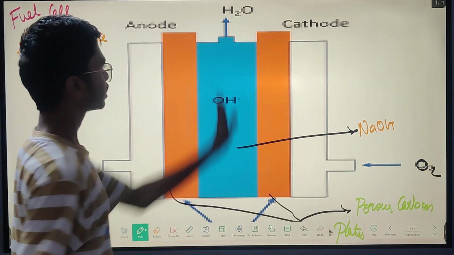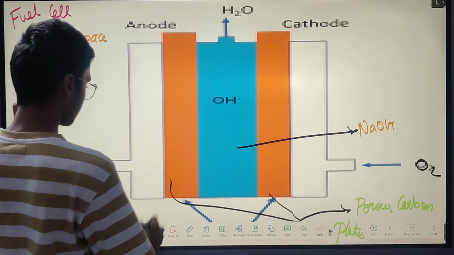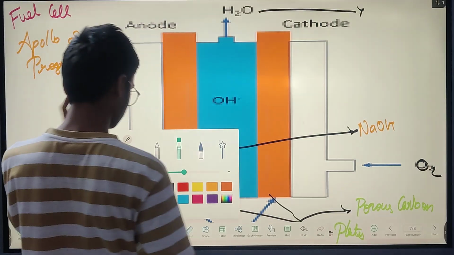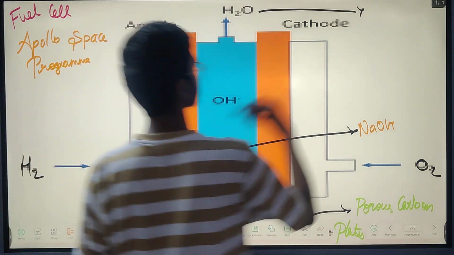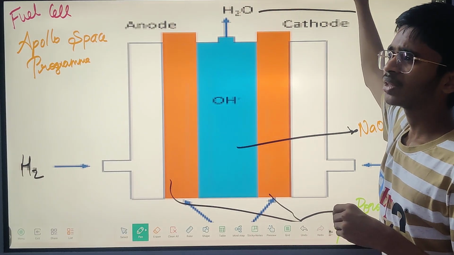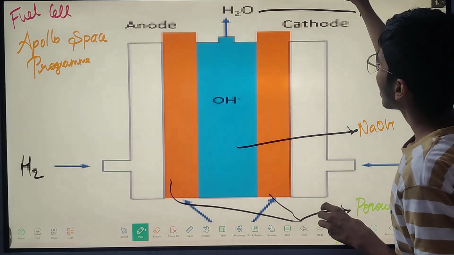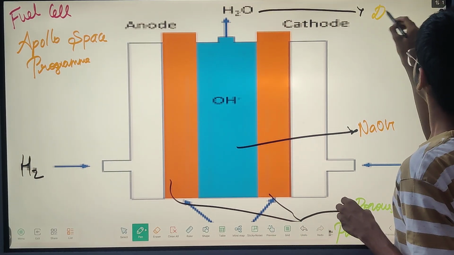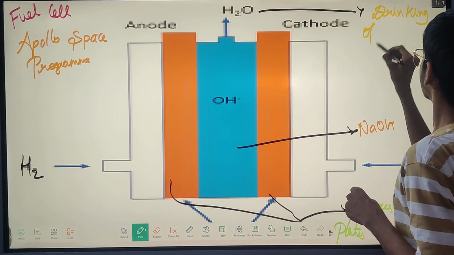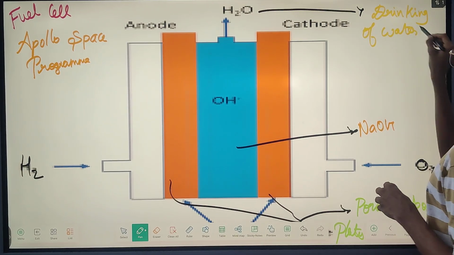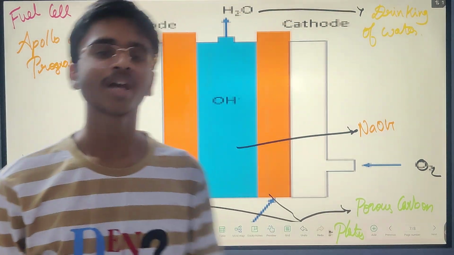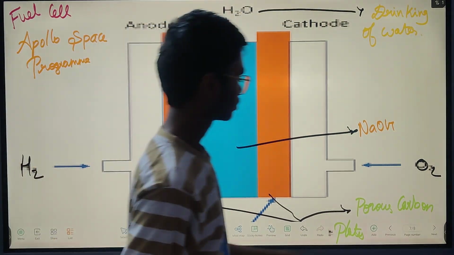So this will be passed, and then there will be H2O. This H2O will be used by the astronauts for drinking water.